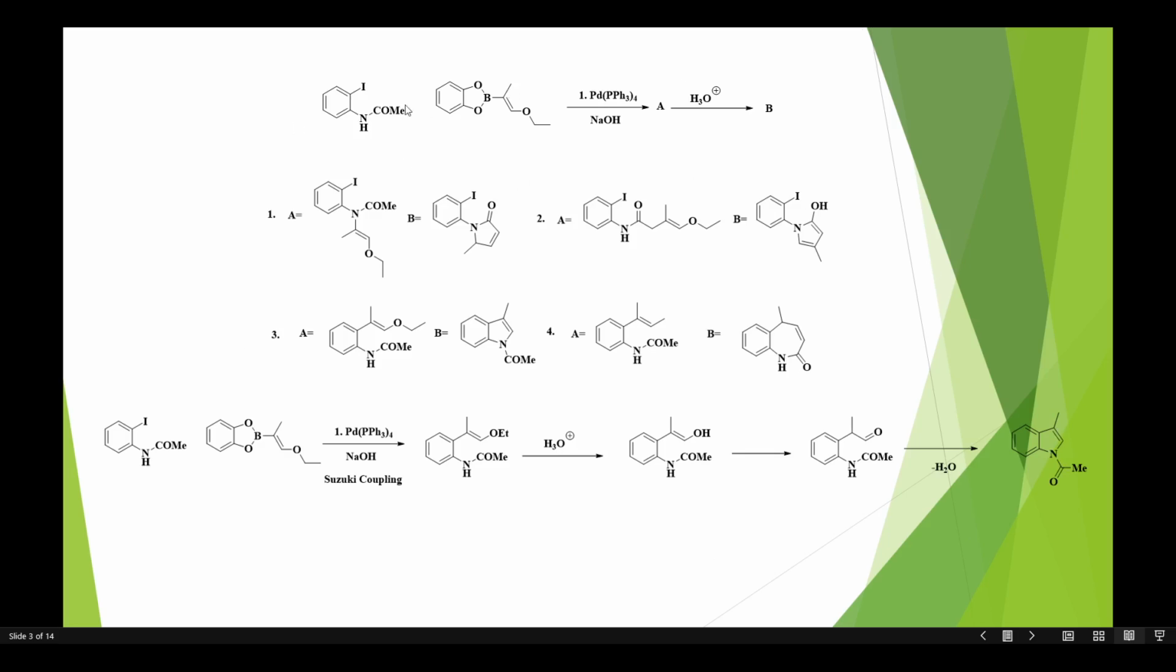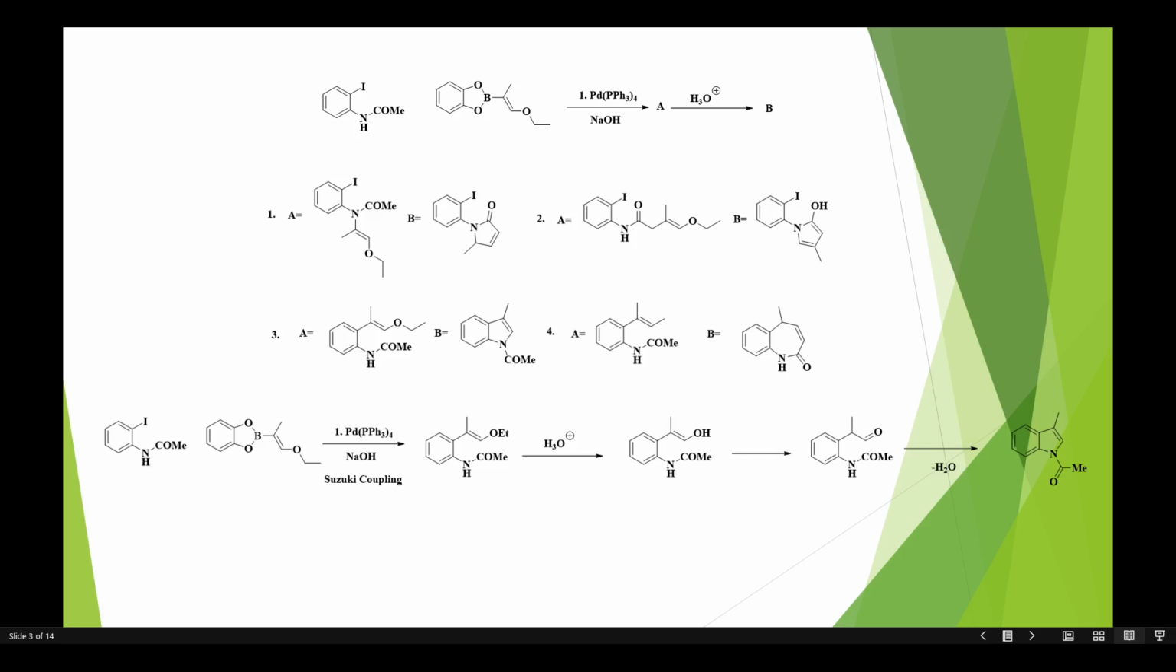Actually, what will happen? From that, the 2-iodo part is nothing but a 2-iodoaniline derivative. In that case, the aniline is derivatized by the carboxylic group, with the ketone groups in it, and we have the boronate ester. In the first case, the coupling reaction will happen, and after that, the hydrolysis of that enol ether will give our corresponding keto group.